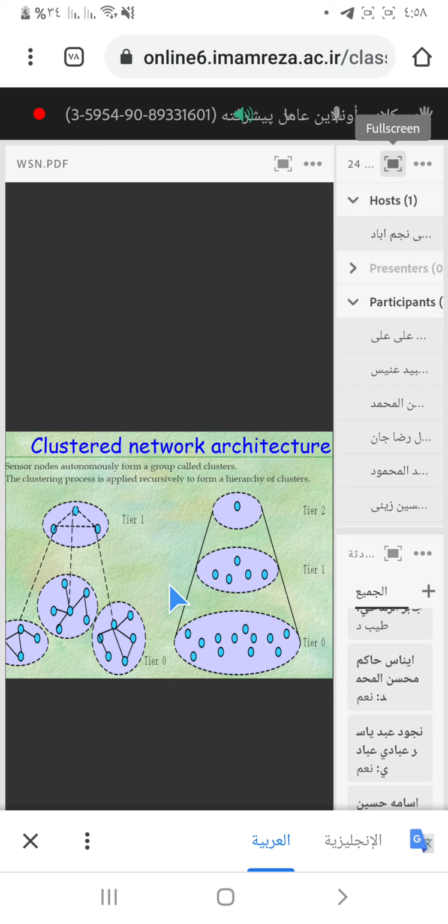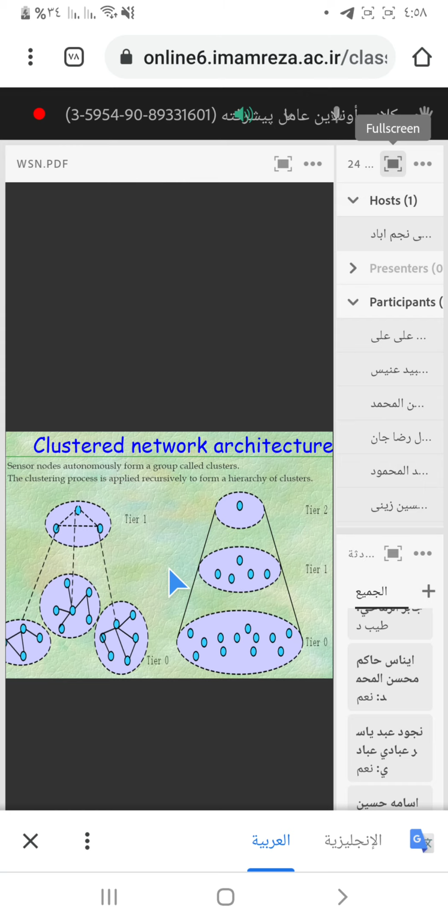The sensor nodes autonomously form a group called a cluster. The clustering process is applied recursively to form a hierarchy of clusters. You can see it can be different because, for example, in the left figure, you can see two tiers. Some clusters are in tier 0, and the other cluster is in tier 1.